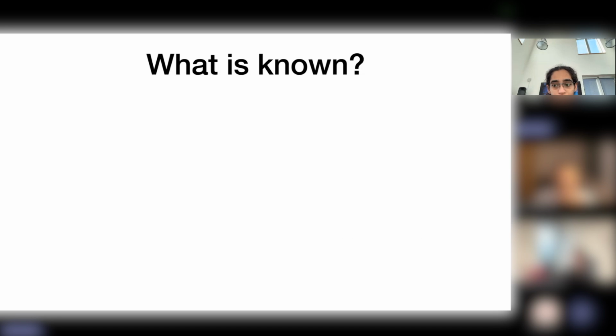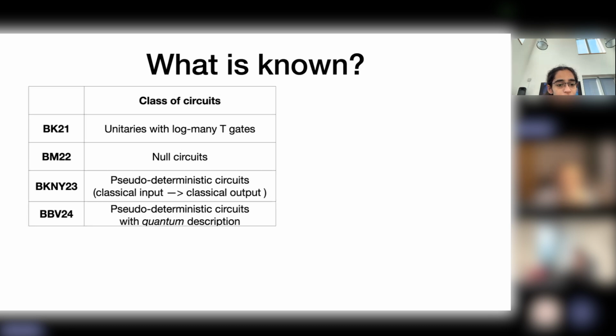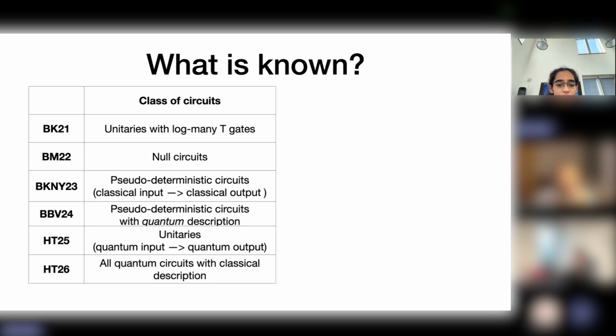Okay, so what is known about this question? Over the years, there have been more and more works that build obfuscation of quantum circuits with increasing complexity. We started out with BK21, unitaries with only log many T gates. And then there was this work on pseudo-deterministic circuits. And then finally, just last year and this year, there was very nice work on obfuscation of unitaries and even more general quantum circuits.